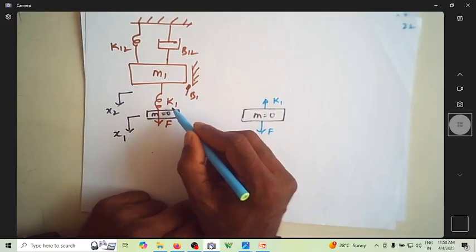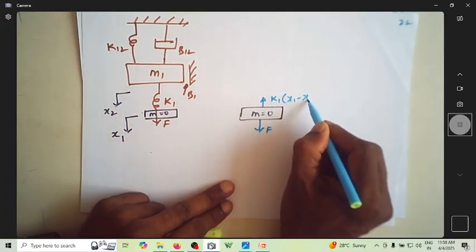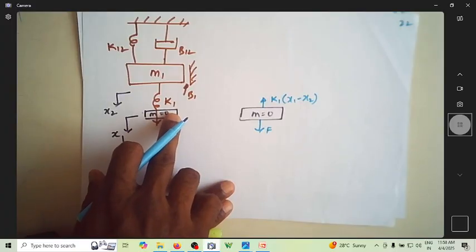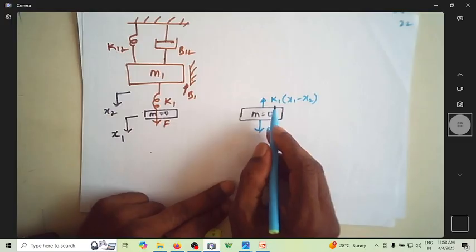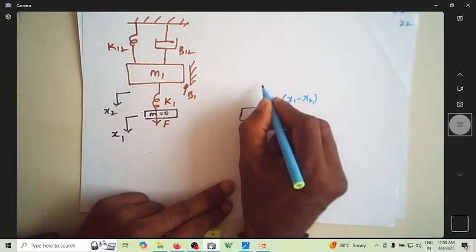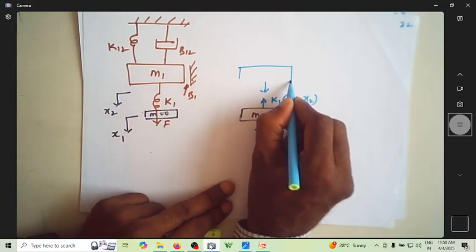What is the relative displacement of K1? It is x1 minus x2. Since the mass is 0, there is no opposing force due to this mass itself. So now this opposing force happens to be the acting force on M1. I'll write the same magnitude. Now it's on M1.